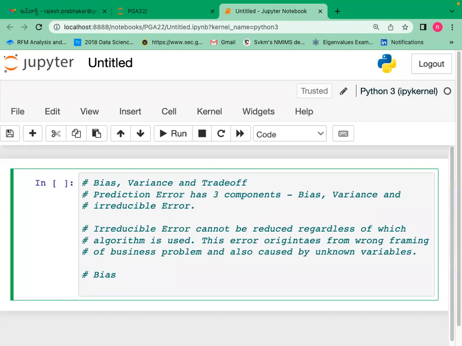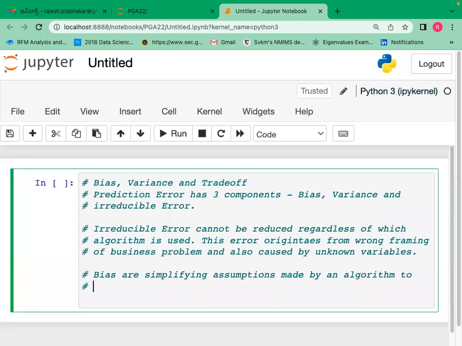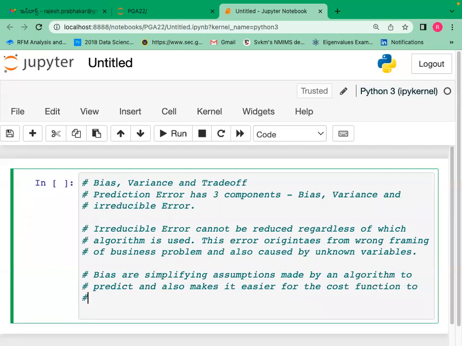Now let us understand the other component, bias. Bias are simplifying assumptions made by an algorithm to predict, and they also make it easier for the cost function to learn effectively. So there are certain assumptions that are made by the algorithms. We call them assumptions.